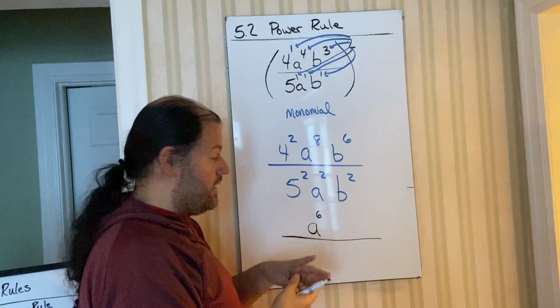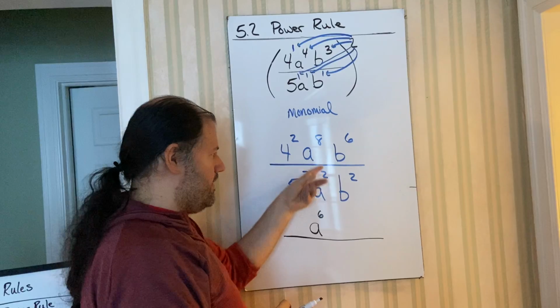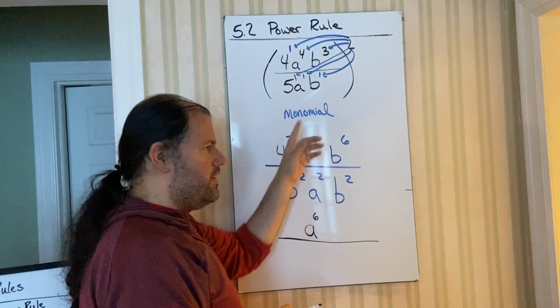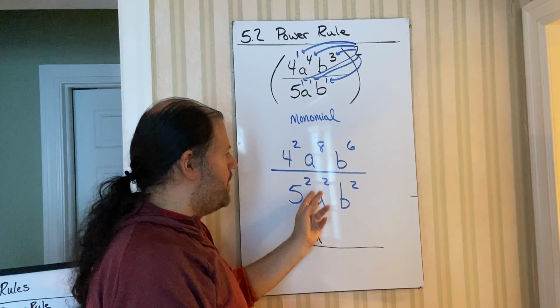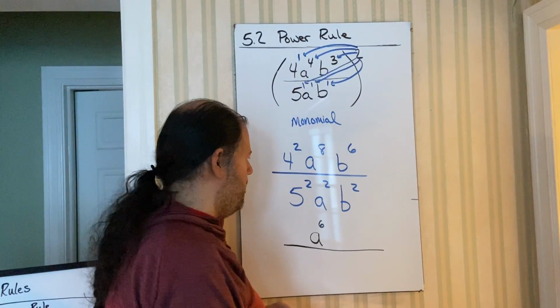Remember, we're subtracting, not dividing. Remember, there's 8 here, 2 here. When you cancel out, 2 from the top cancels 2 from the bottom. 6 still are left on top.